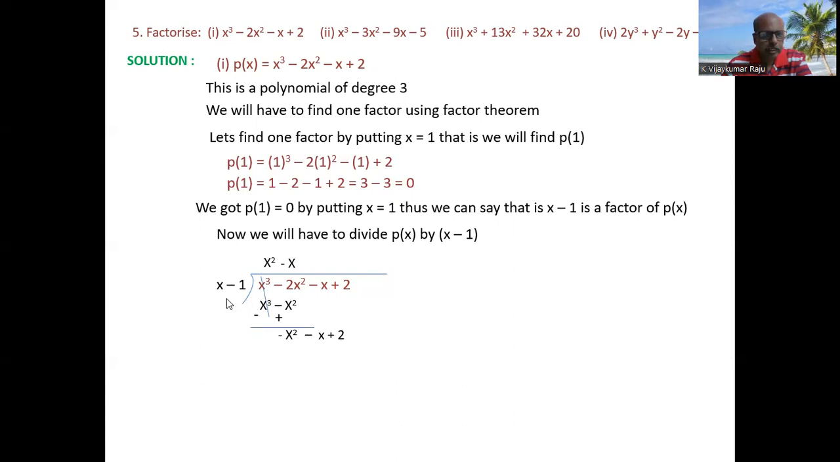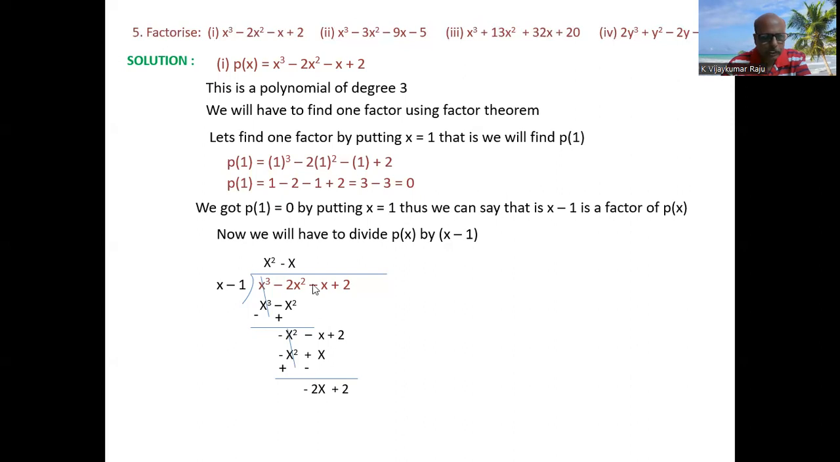Minus x into x is minus x square, and minus minus is plus, x into 1 is x. So it will be minus x square plus x. Change the sign here. It will be plus. This will become minus. So now this plus minus will cancel. Here minus x is minus 2x. And this 2, bring it down.